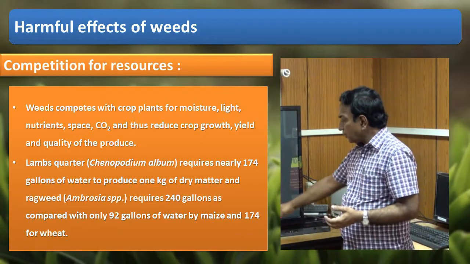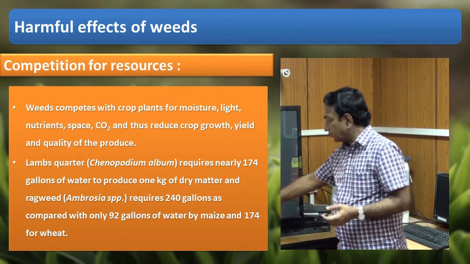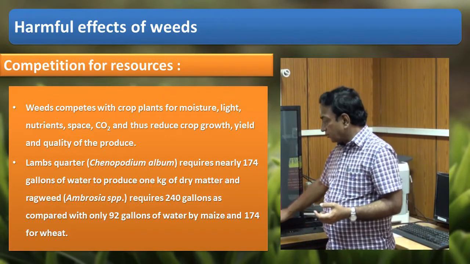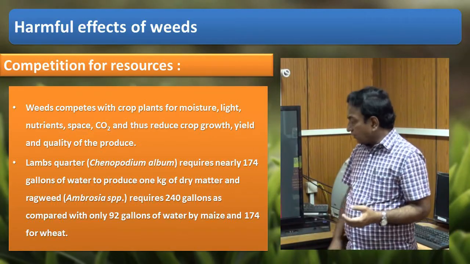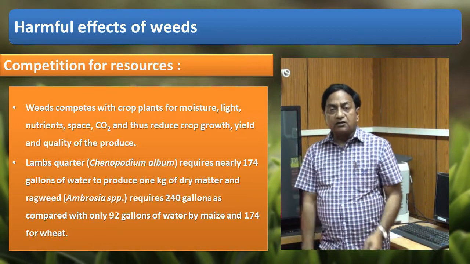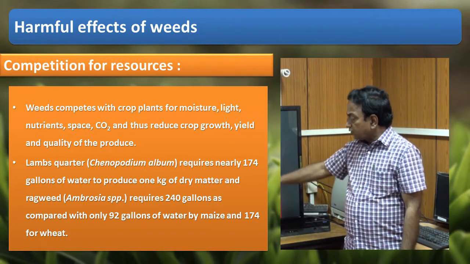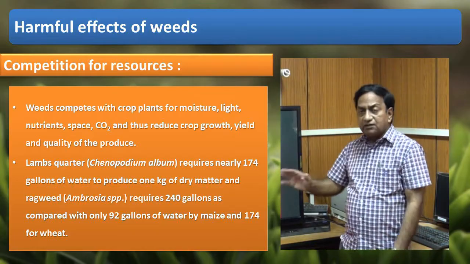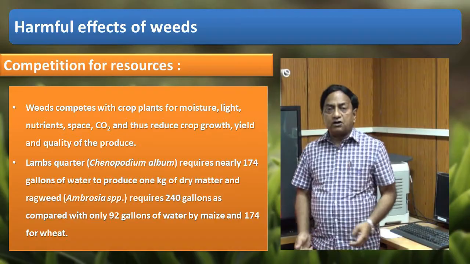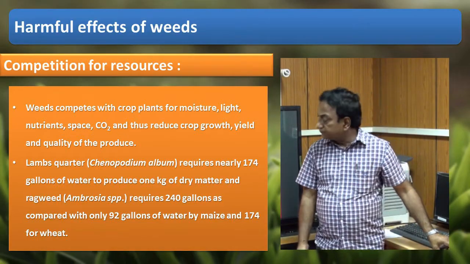Similarly, ragweed, also known as Ambrosia, requires about 20 to 40 gallons of water, compared to maize. Maize requires about 92 gallons of water, and wheat requires about 174 gallons of water. So you can compare and see how much larger a quantity of moisture is being utilized by the weeds.